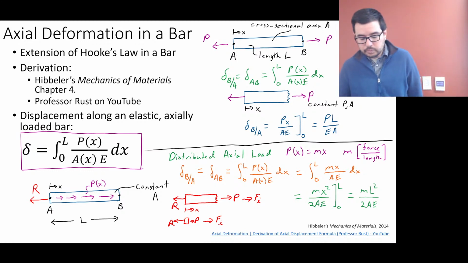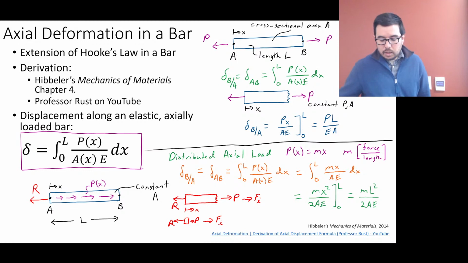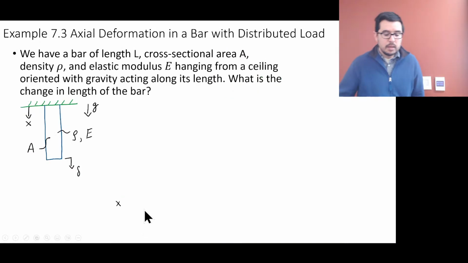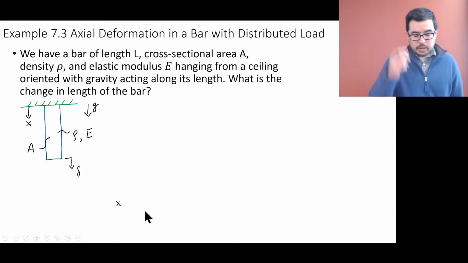So when you do the integral out, what you get is that this expression is going to be mL squared over 2AE, just like this. Okay, let's do another example.